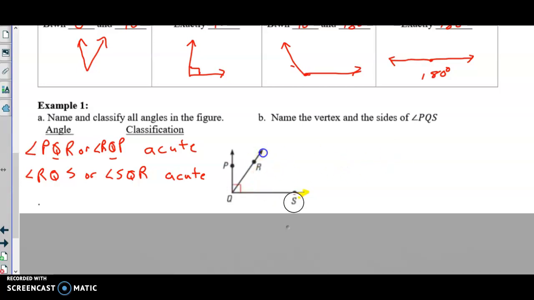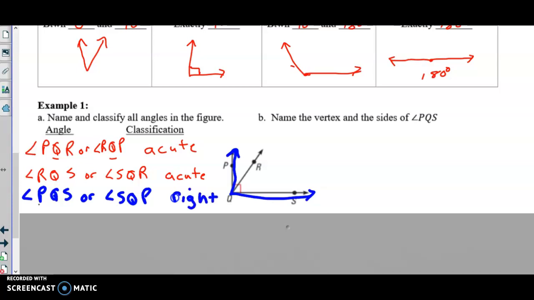And then the third angle in the picture is the right angle. If you look at this ray, ray QP, and ray QS, together they form angle PQS, or you could call it angle SQP, and since it has that right angle symbol in there, it is a right angle.